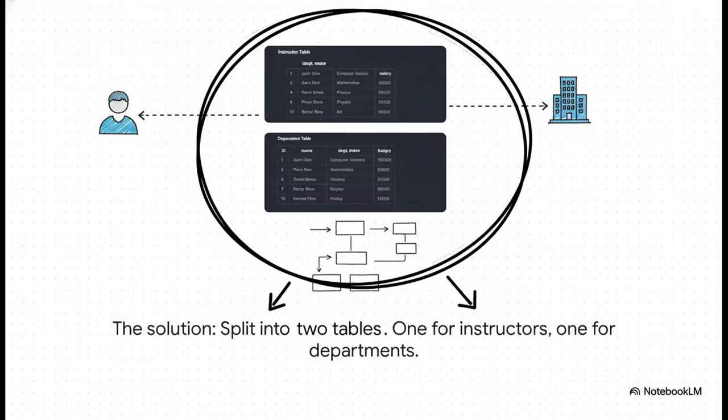So, how do we fix this mess? Well, the solution is actually really simple, but it's incredibly powerful. You just split that one big table into two. We make one table just for the instructors and another one just for the departments. Now, the department's budget is stored in exactly one place. If it changes, you only have to update it once. This right here is the core idea of good database design. You have to eliminate redundancy.